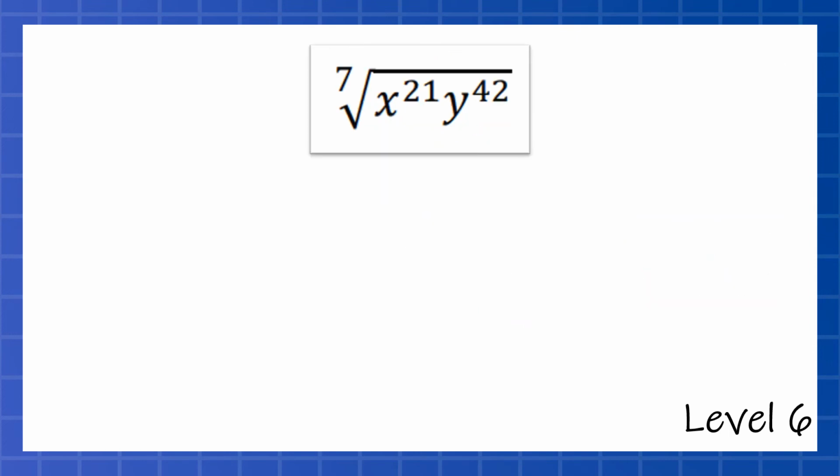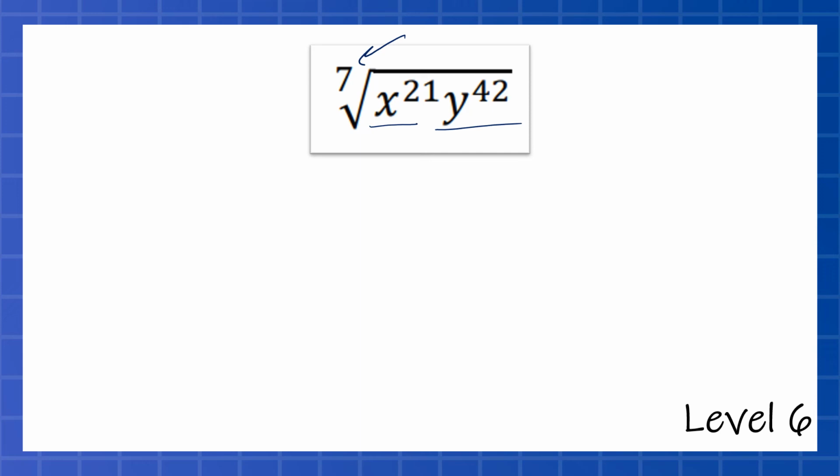I want to kick it up a notch for this last one. This is the last one I want to do here. One, I want you to notice that the index is a 7. That's kind of a bizarre one. And then I also want you to notice that I have variables in here. I don't want you to freak out when you see variables like x's and y's and a's and b's and c's, because what I want you to do is recognize the pattern that's happening, okay?